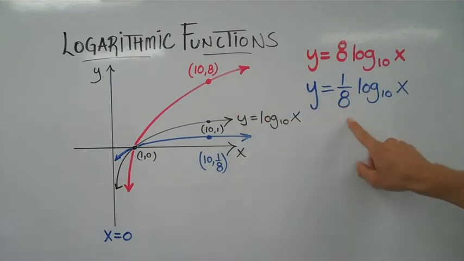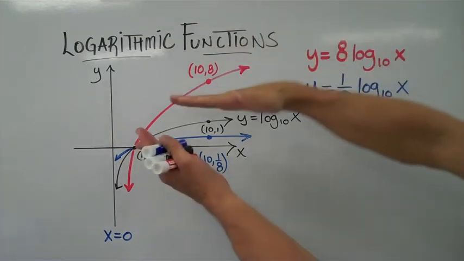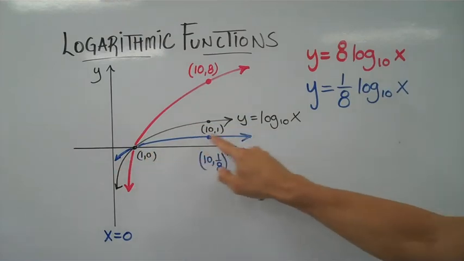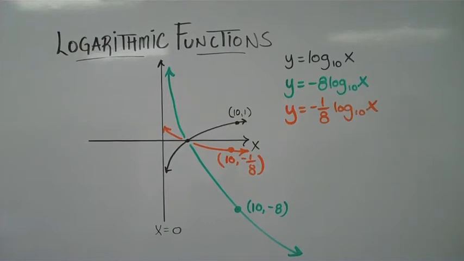If my k is between 0 and 1 and positive, y equals 1/8 log base 10 of x is going to shrink it. I'm still going to go through (1, 0), but instead of (10, 1), I'll go through (10, 1/8). But my parent function, again, is y equals log base 10 of x.